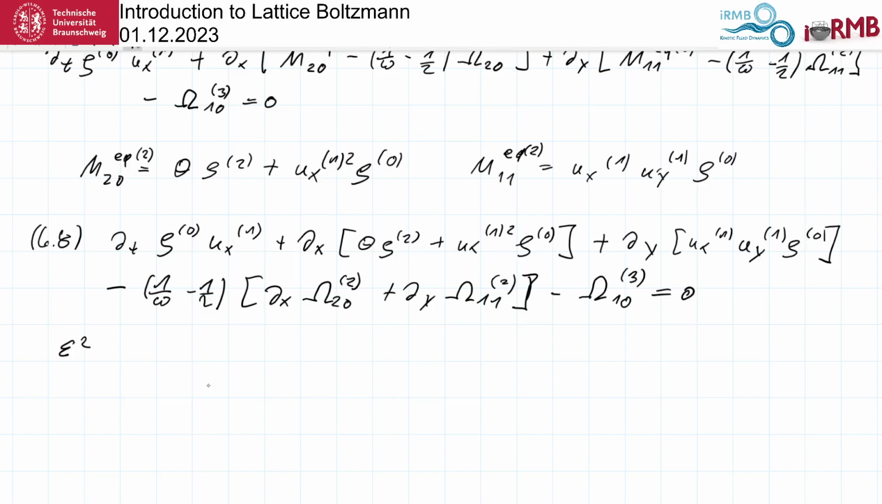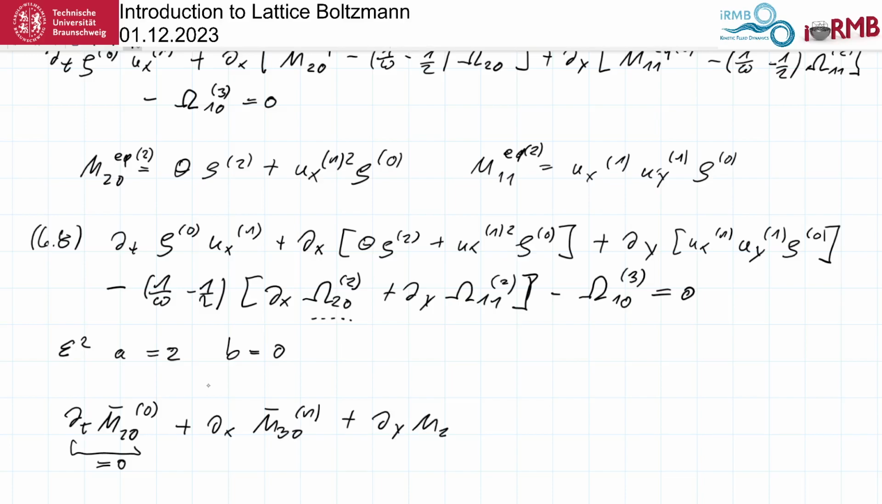And these guys are determined as epsilon to the power of 2, a equals 2, so we are now determining this guy, and b equals 0. This gives us dt m20 to the 0 order, because this is 0 order, this is going to be 0, dx m30 first order plus dy m21 first order minus omega 20 second order is equal to 0.